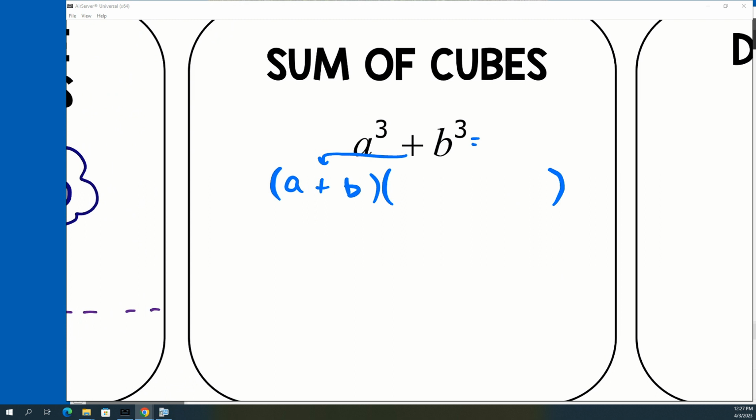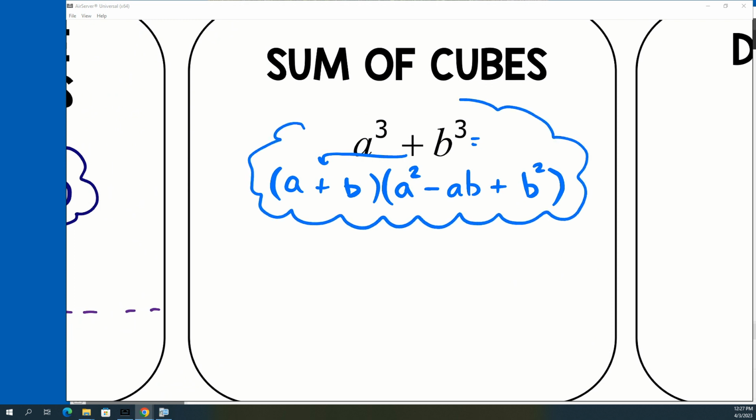Right, then in the large set, you're going to square the first one. So we're going to square a, which is a squared. Change the sign. So now we have a minus. And then you're going to multiply these together. So it'll be ab. Right, and the last sign is always a plus. And then you're going to square b. So b squared. So that's the rule for the sum of cubes.